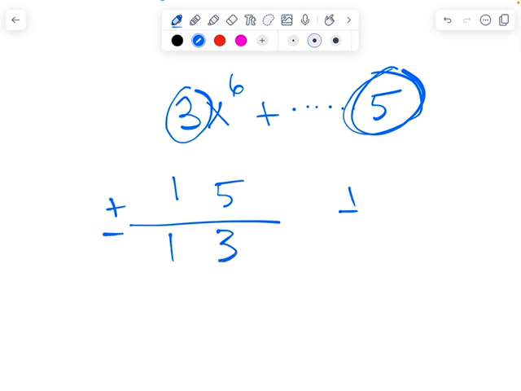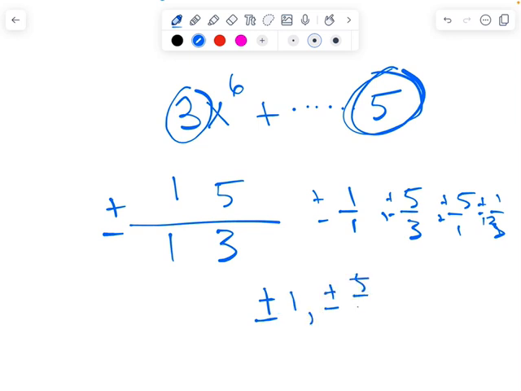So it means you could have 1 over 1, 5 over 3. You could also have 5 over 1. You could also have 1 over 3, and plus minus for each. So simplifying a little bit, you have plus and minus 1, plus and minus 5/3, plus and minus 5, and plus and minus 1/3. Those are all the possible rational roots.